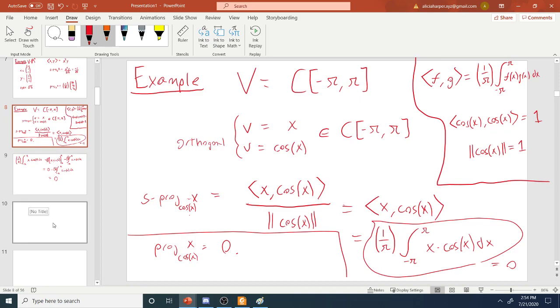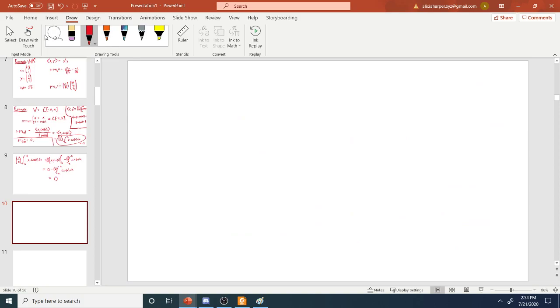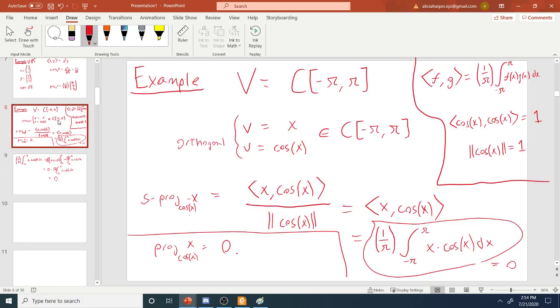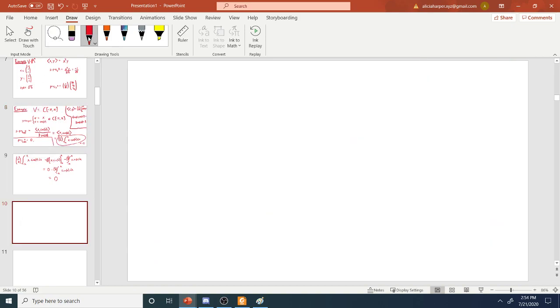Now I want to run with this example a bit more because getting 0 is never an interesting answer. So instead, I'm going to stick with my setup. V here is the set of continuous functions from negative pi to pi. I'm going to keep my v as the function x, but now I'm going to take my u to be equal to the function sine of x. And we're going to see that something different is going to happen here.